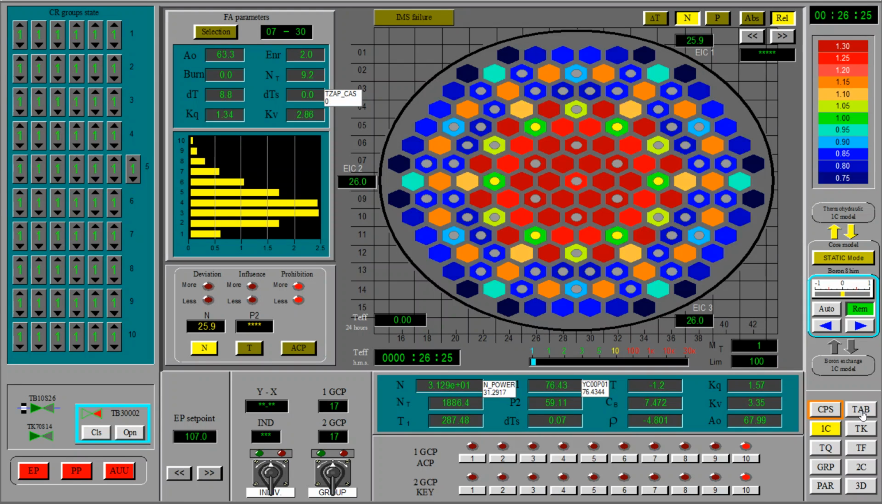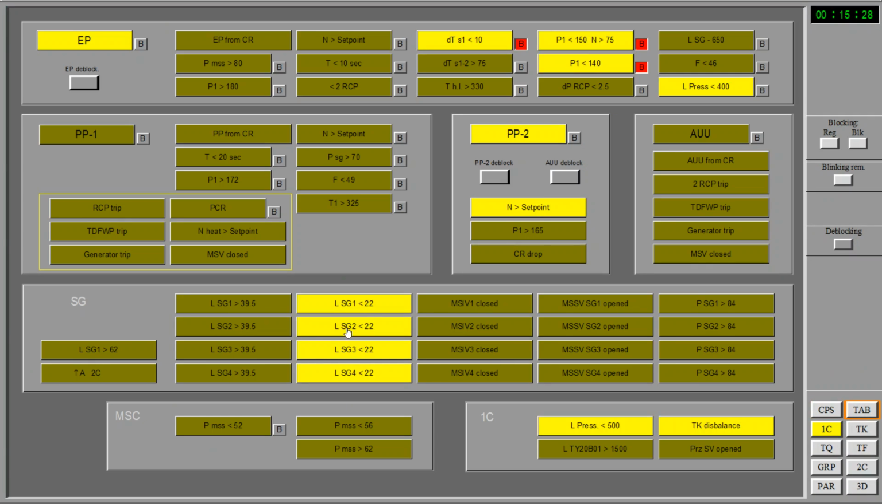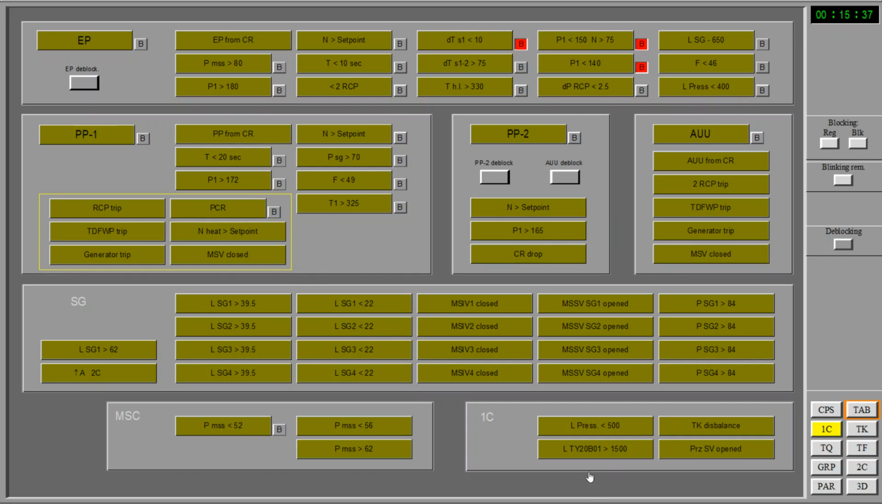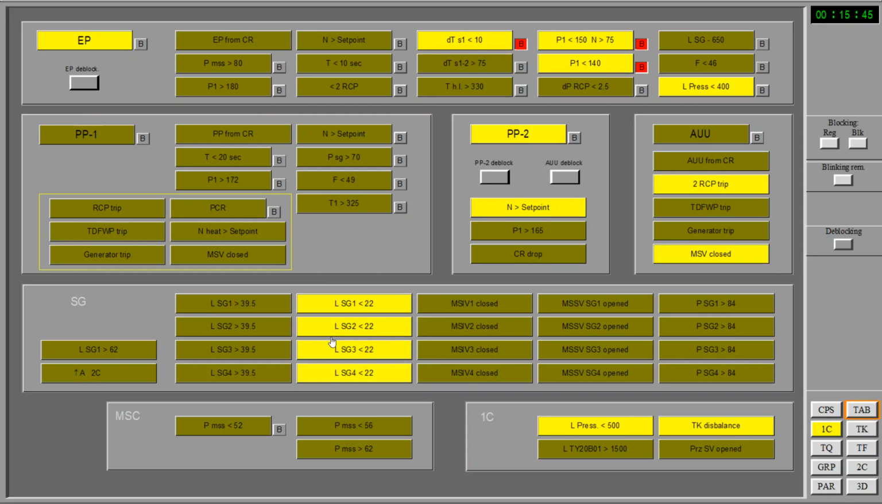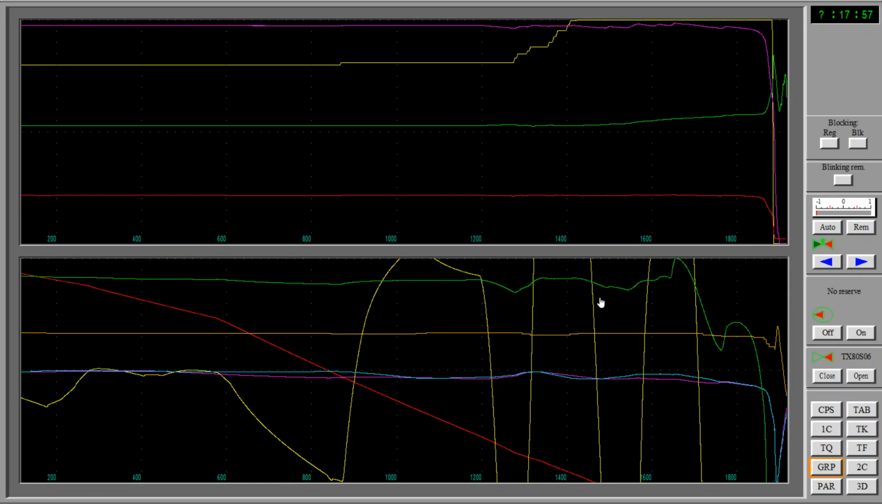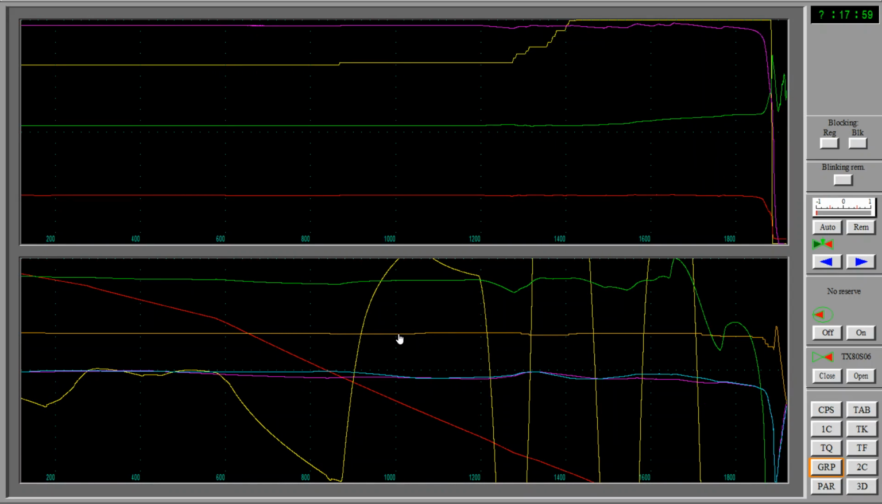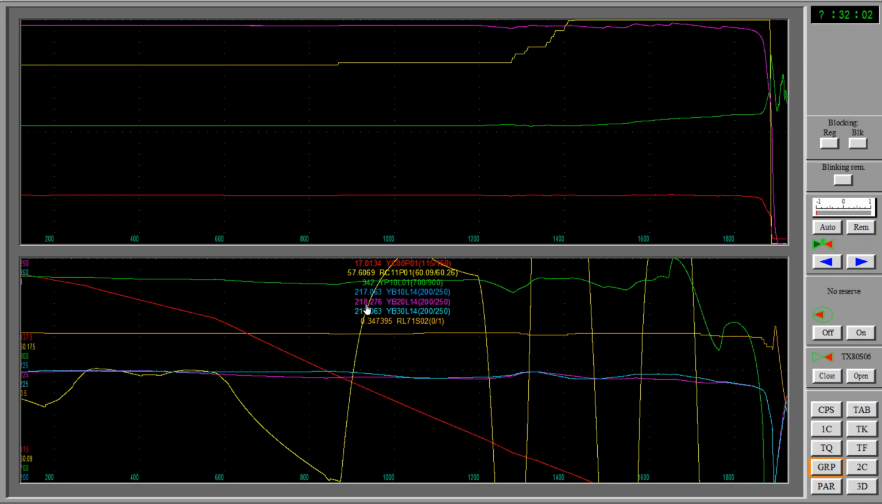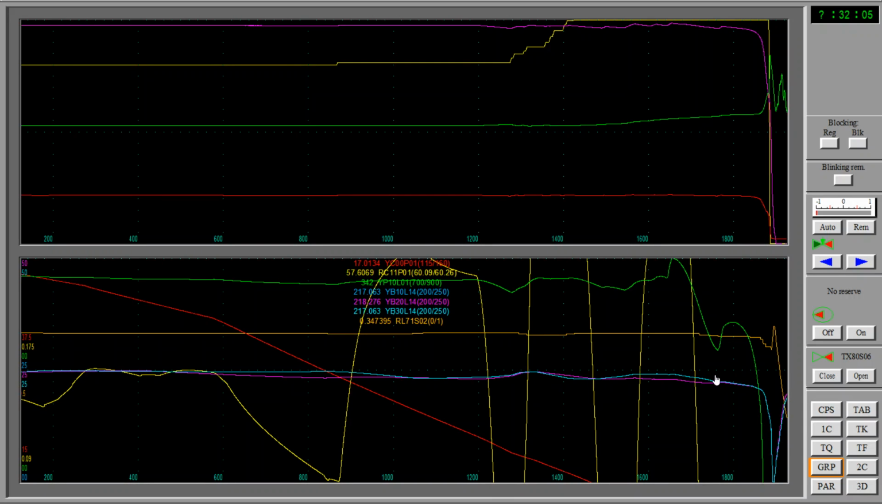And now we just got a scram because the level in the steam generators is below 22. We have a low pressure, we have a lot of alarms. But I think what caused the alarm was the low pressure in the steam generators, the low level, or the set point. Let's look at the graph. No, it's not the set point because the power is going low. Level in the steam generators are these 3 lines here. I don't see why.